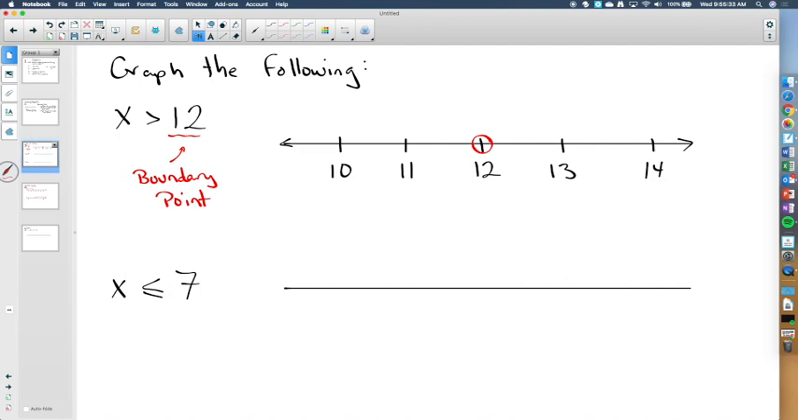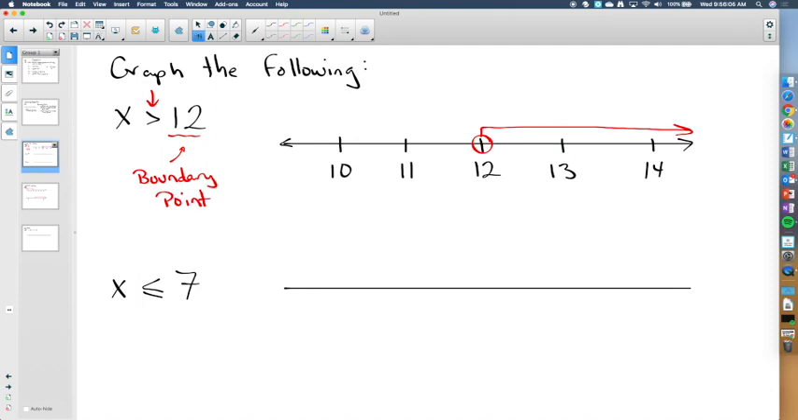So if we look back here, it says x is greater than 12. That means I want to show all of the numbers that are bigger than 12. So I simply go from my boundary point and I draw an arrow like this to the right. I'm saying that all of those numbers that are bigger than 12 give me this nice statement. My statement says that x should be bigger than 12.